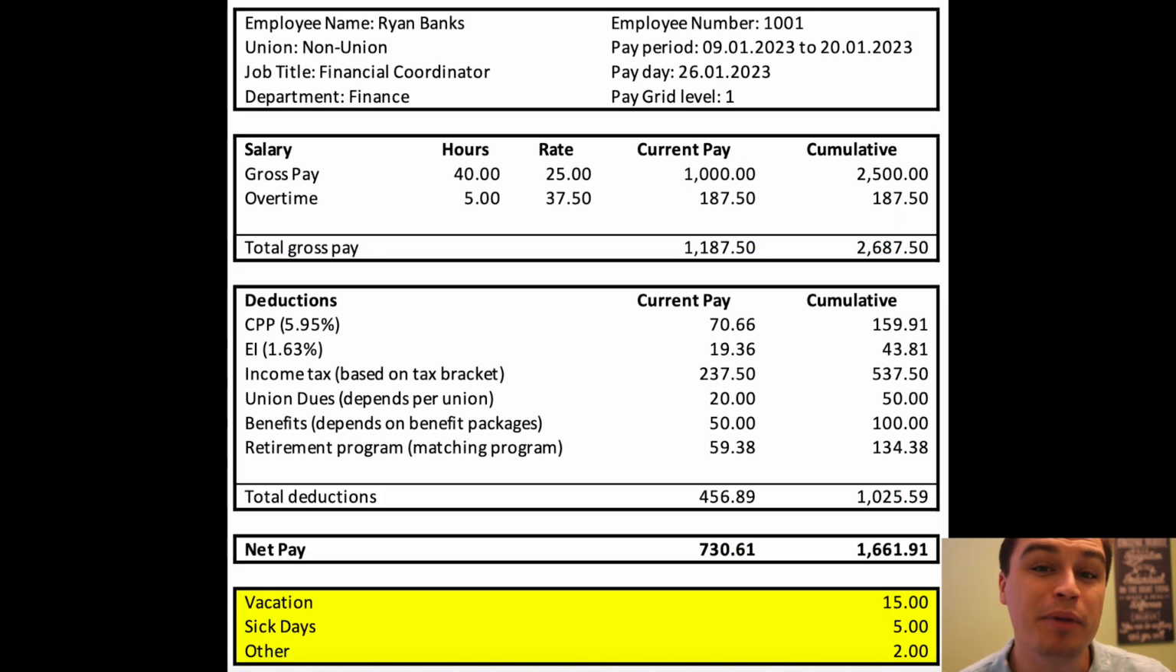Now, the last thing that you might see on your pay stub is the amount of vacation that you have left for this upcoming year. So sometimes it gives you a summary of your vacation. If you bank overtime, you might see that. If you have any vacation days, floaters, or different types of days that you can take off based off of your contract with your employer.